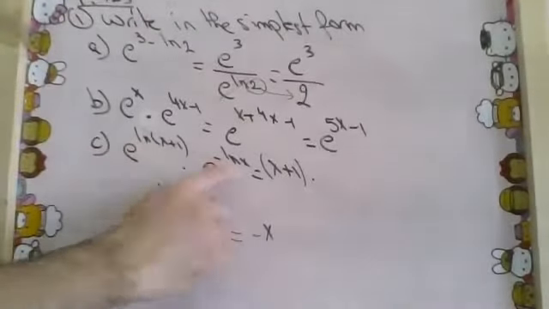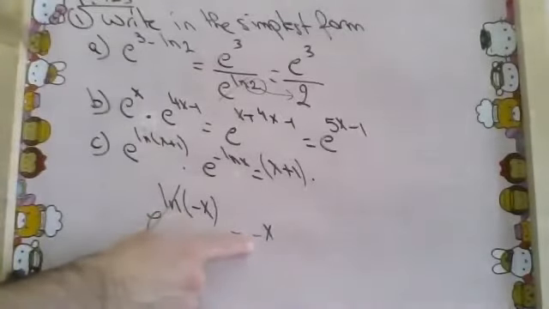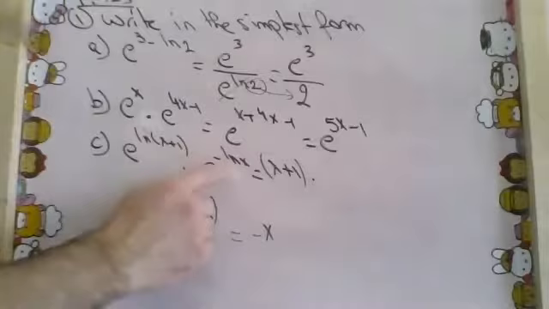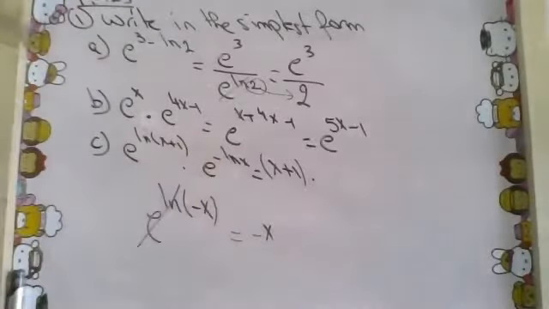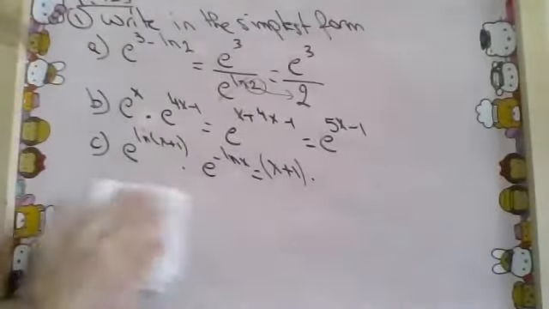e power negative ln x. It is not e to the power ln negative x to write it negative x. Okay. So what do we have to do in this e to the power negative ln x? You can write one of two things.